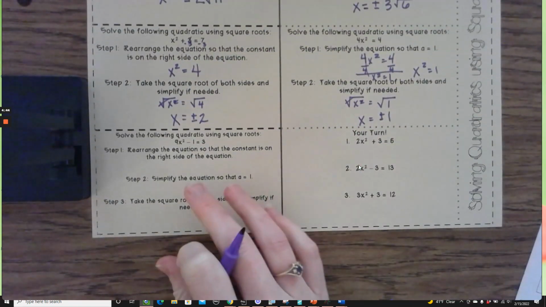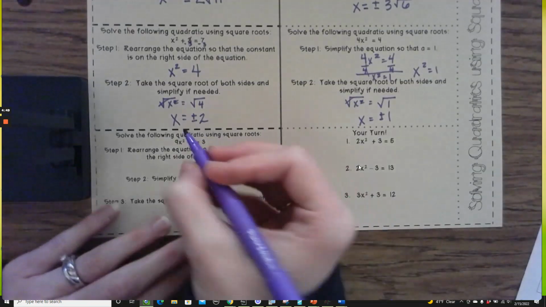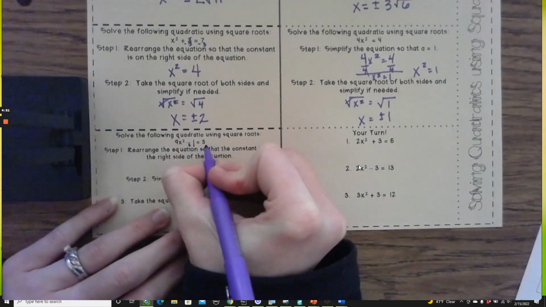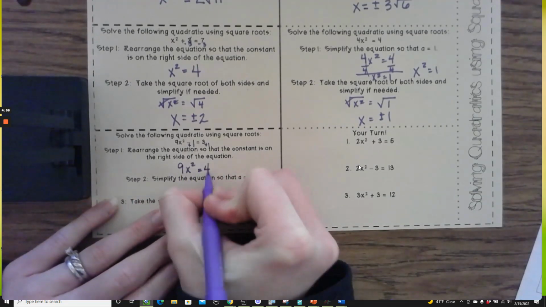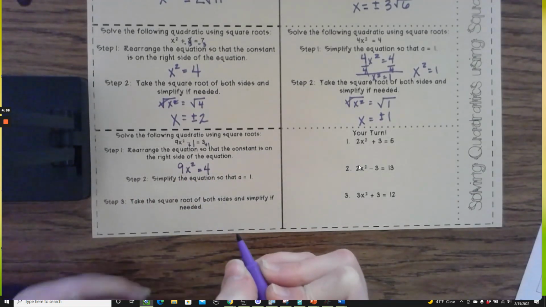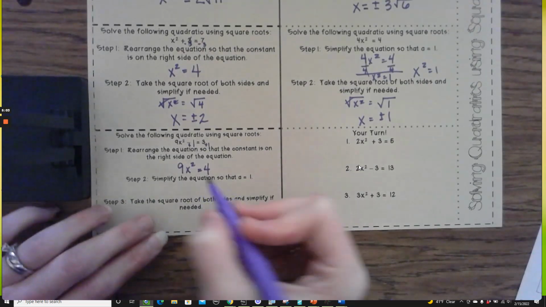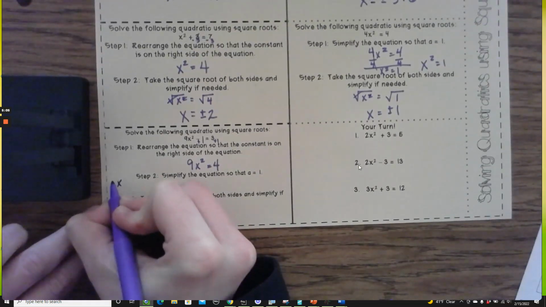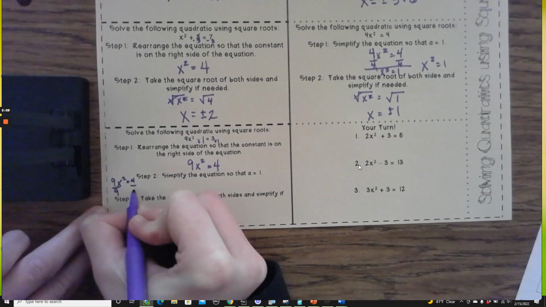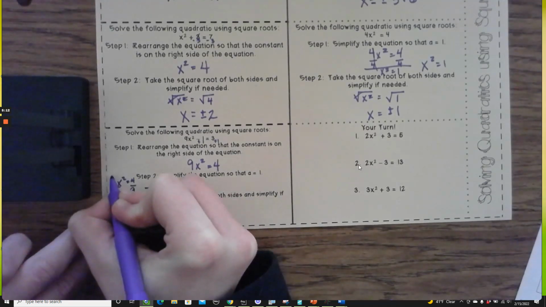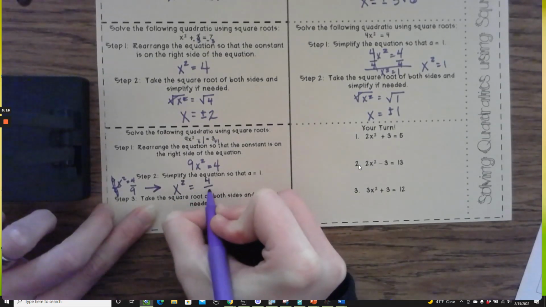All right, now a 3-step one. 9x squared minus 1 equals 3. Rearrange the equation so the constant's on the right. So this one I'm going to add the 1 to both sides. So I've got 9x squared equals 4. Now I'm going to simplify the equation so that a equals 1. So I need to divide both sides by 9 here. So I'm going to write this over here. 9x squared equals 4. So I'm going to divide this side by 9 and this side by 9. So these 9's will cancel, and I'm left with x squared equals 4 over 9.